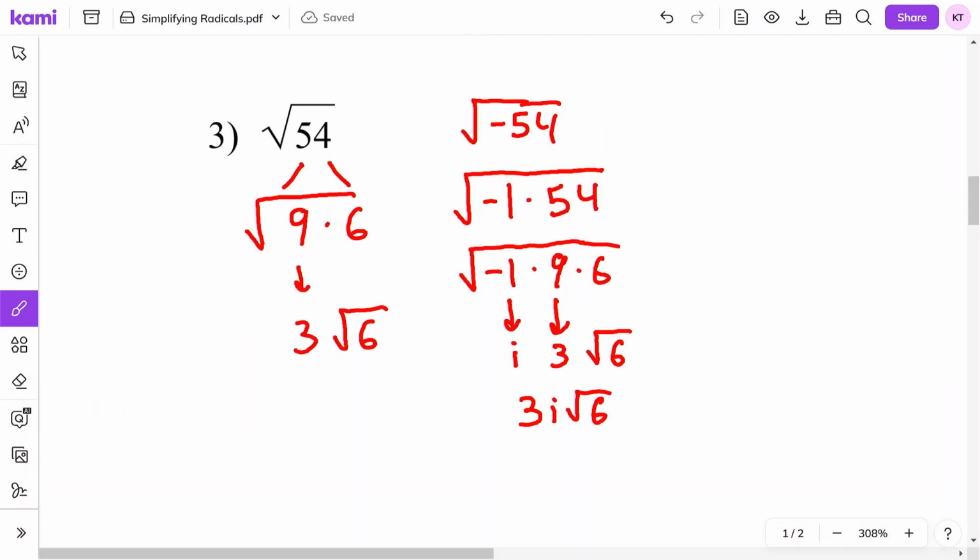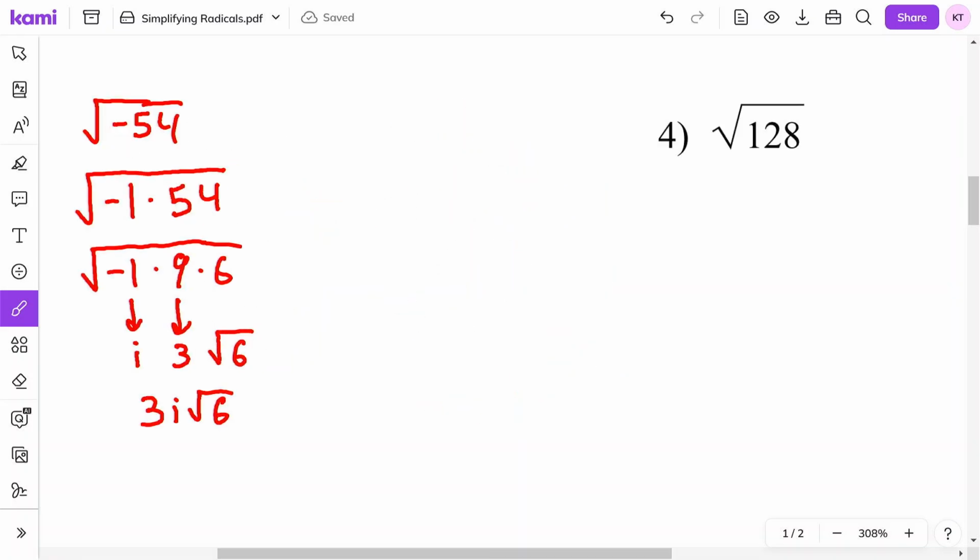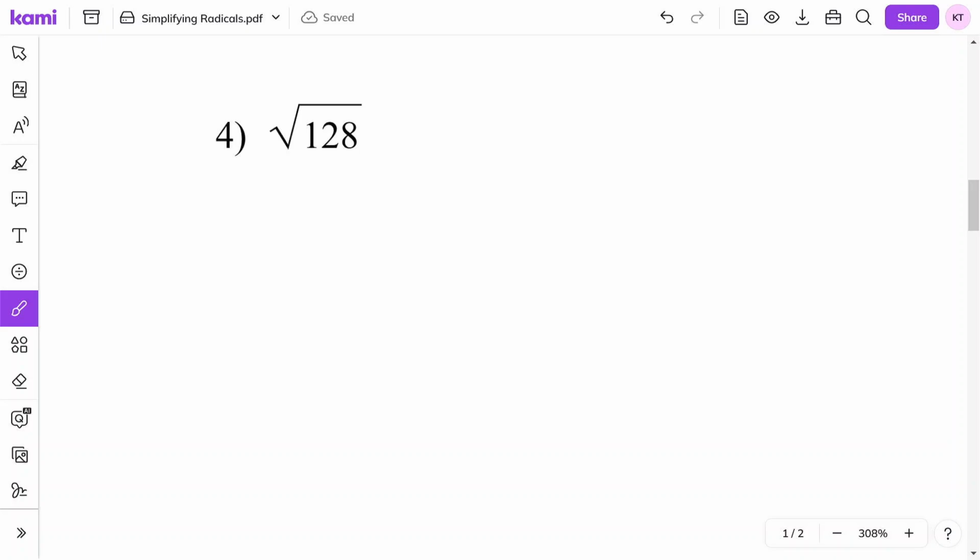So again, the same method we used for a real number is the same exact method we're using for an imaginary number. The only difference is we are going to have an i in there, okay? And then our last example here, we have the square root of 128.